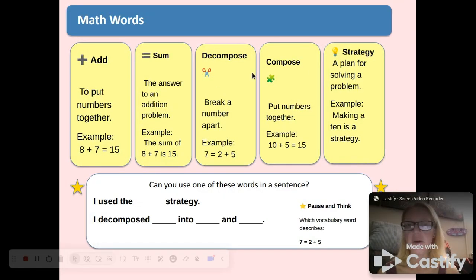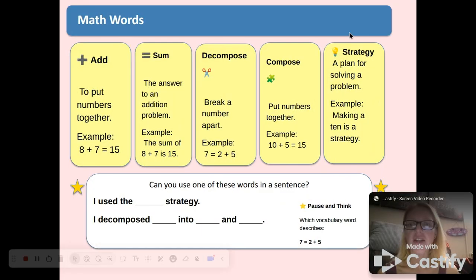We talked about decomposing, where we decomposed the 7 into 2 plus 5 and added that 2 up into the 8 to make it 10. And then we added in those 5 for 15. So the example here is 7 equals 2 plus 5. That's a way to show a decomposed number. We also have compose, which is put numbers together. So we have the example of 10 plus 5, which we did, equals 15.